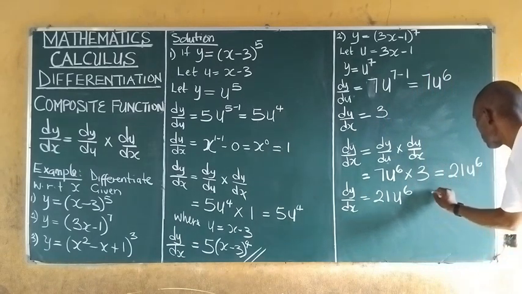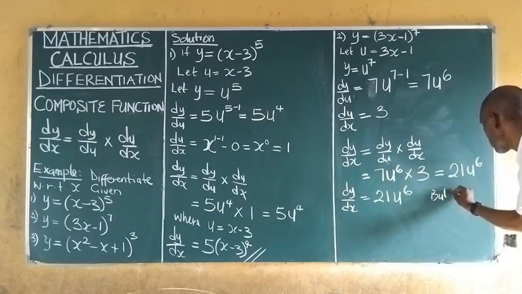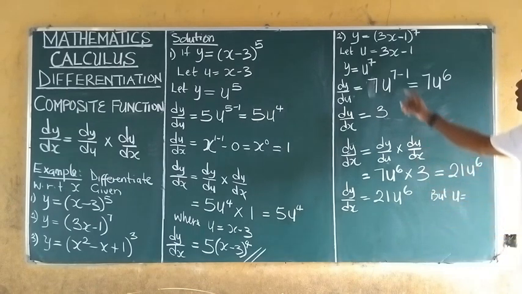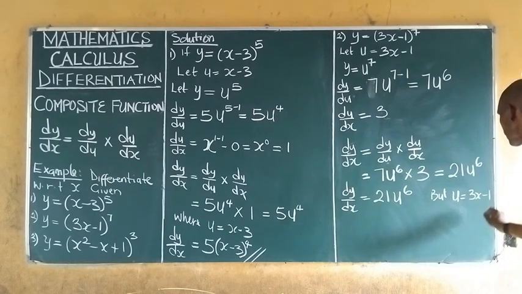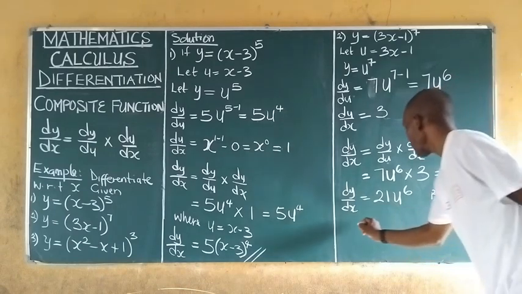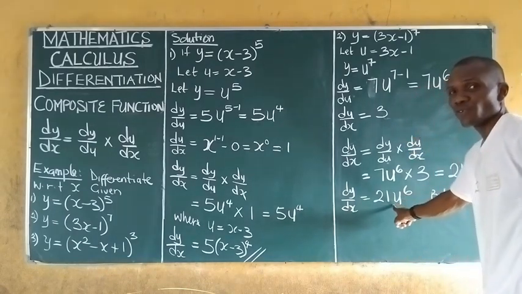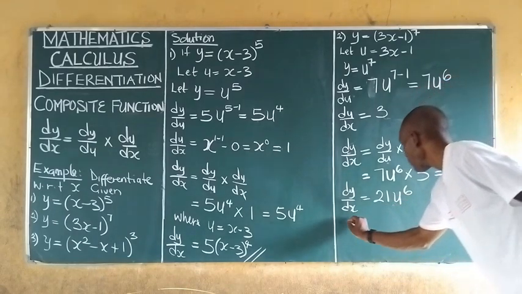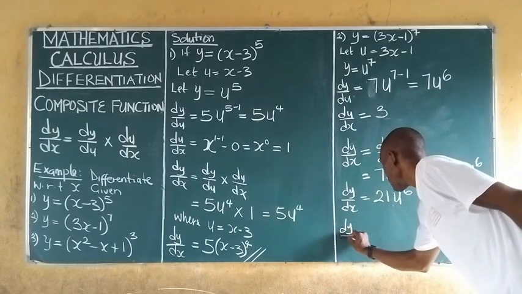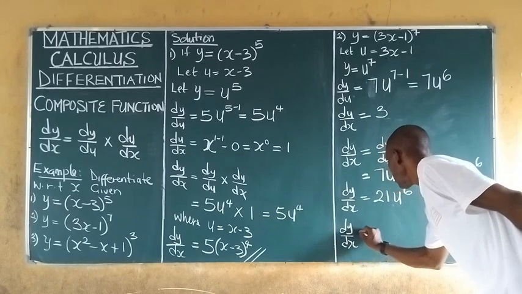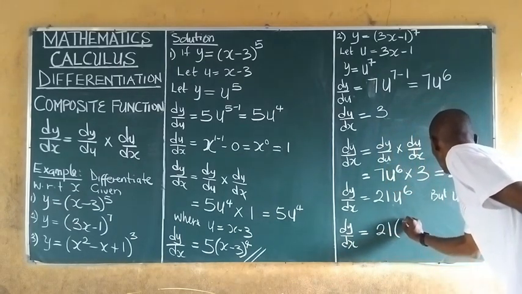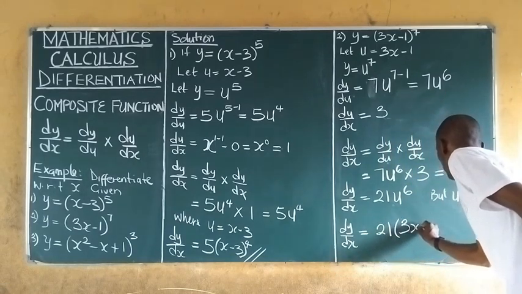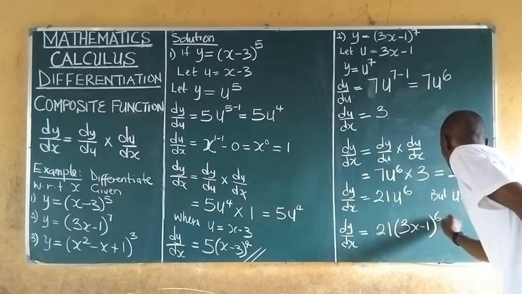But our u is equal to 3x minus 1, so we put it down here. By substituting the value of u into this function, we have our final answer as dy/dx equal to 21(3x minus 1) raised to the power of 6.